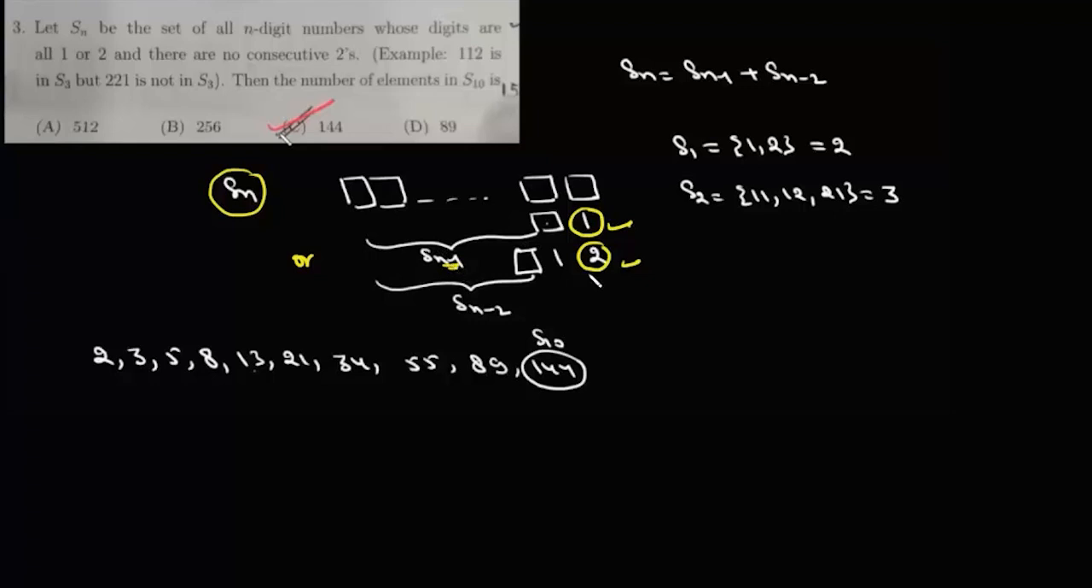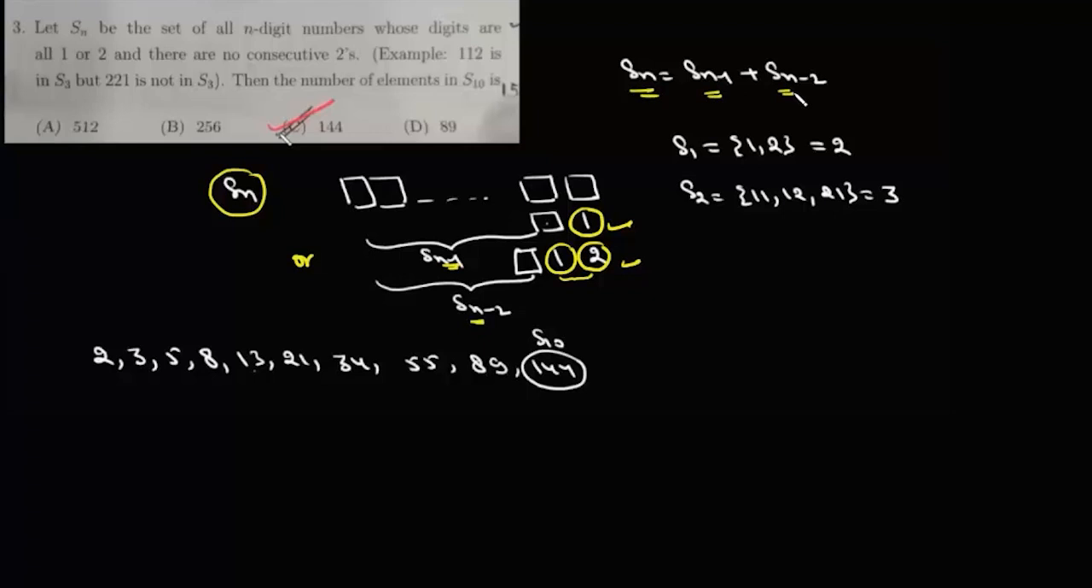But if the last digit is 2, we know that 2 cannot appear consecutively. So the number before 2 has to be 1. So these two places are fixed. Now we have to arrange 1s and 2s in the remaining n-2 places, and it can be done in Sn-2 ways. So basically Sn is Sn-1 plus Sn-2. So it's a recurrence relation.